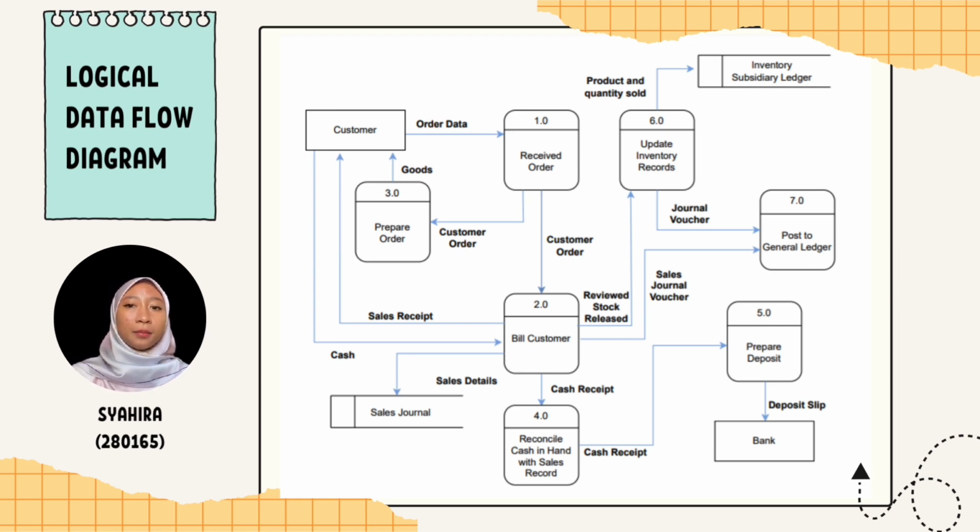Next, from bill customer, the details of the sales order in the system of the business will update the inventory record by reviewing the stock release before posting it to the general ledger. So, in conclusion, in this logical data flow diagram, it can be seen clearly what the entity of Sizzling and A La Carte Station UUM does in the cycle, and there are a few steps and documents involved, starting from receiving an order, billing the customer, preparing the order, reconciling cash in hand with the sales record, preparing the deposit, updating the inventory record, and lastly, posting it to the general ledger.